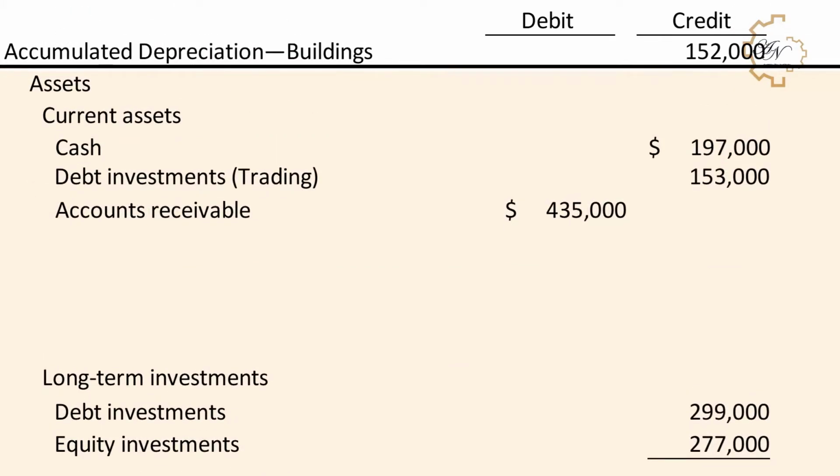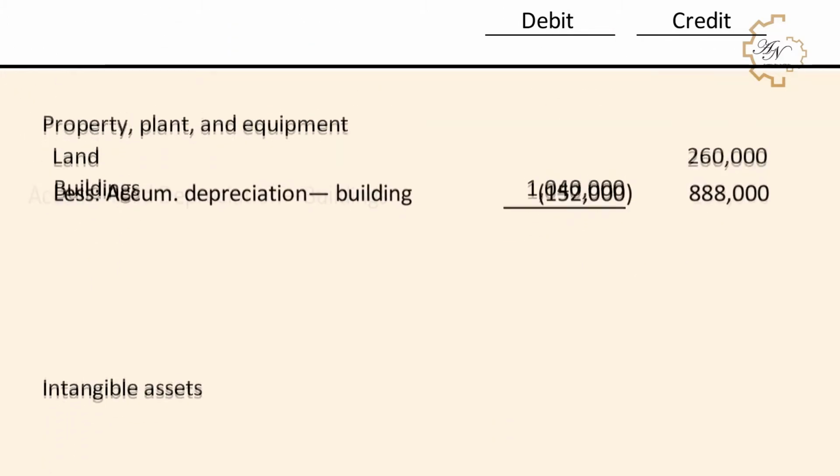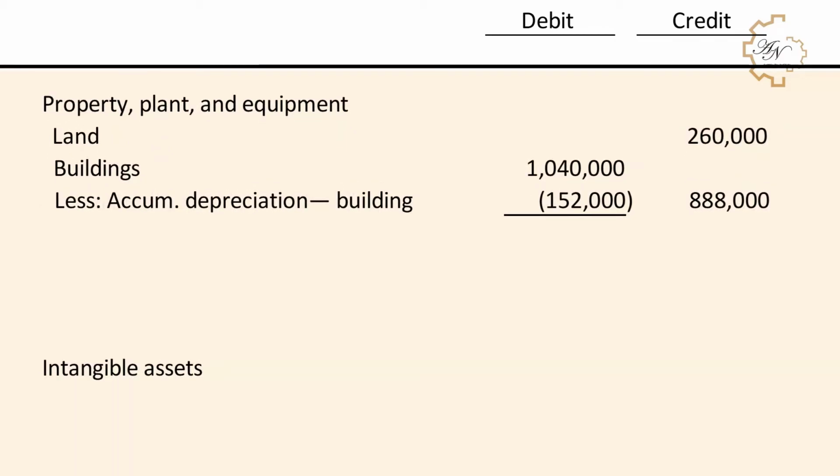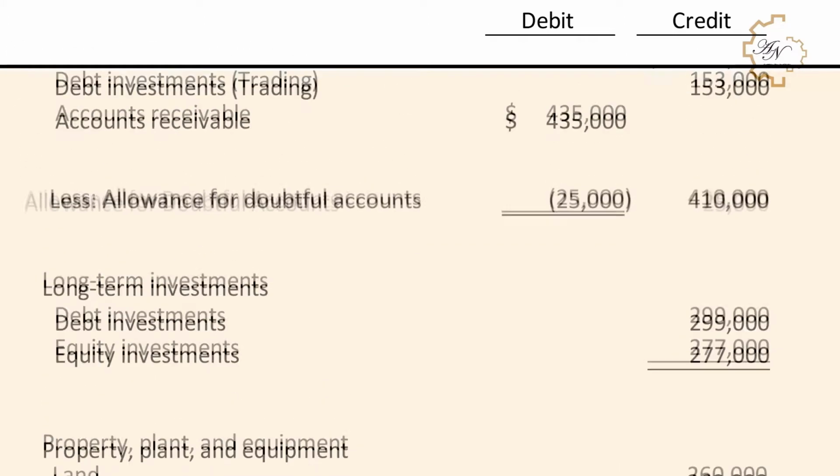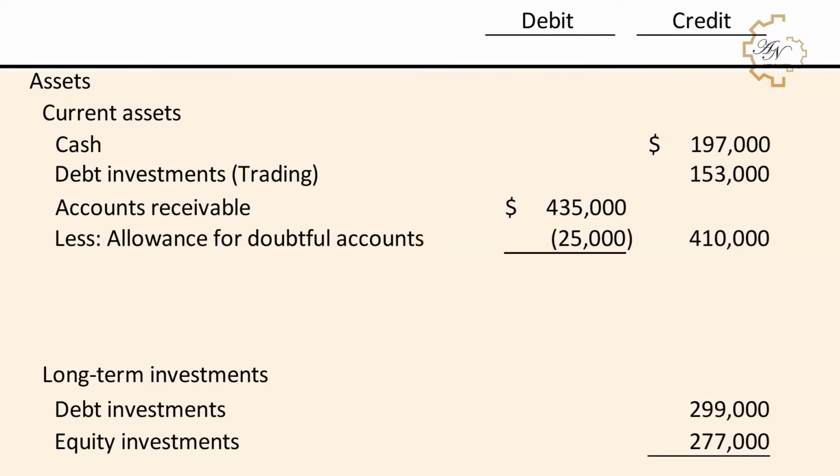Accumulated depreciation buildings, $152,000. It's a contra account. It's subtracted from the buildings in the property, plant, and equipment section. Allowance for doubtful accounts, $25,000. It's also a contra account. It's subtracted from the accounts receivable in the current assets. Inventory, $597,000 to the current assets.